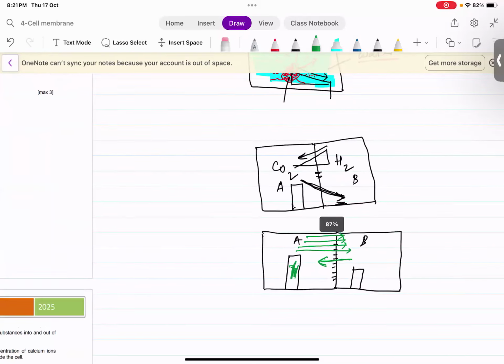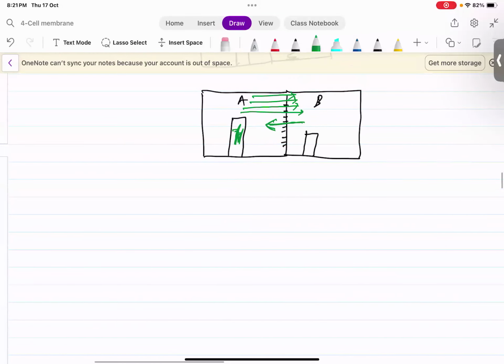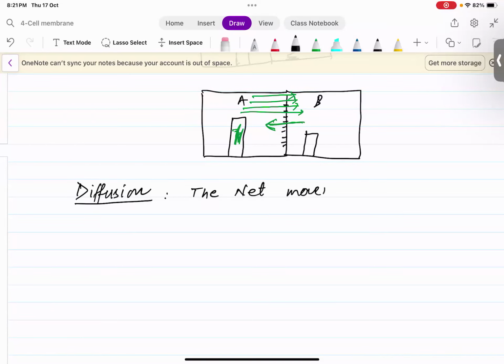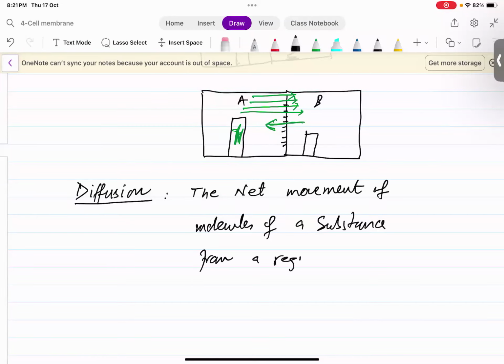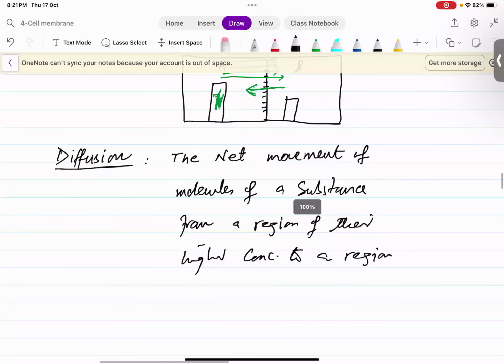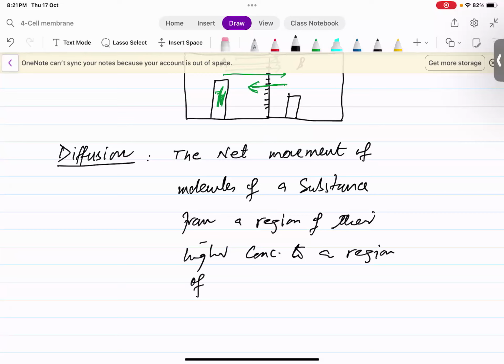So diffusion can easily be defined as the net movement of molecules of a substance from a region of their higher concentration to a region of their lower concentration.